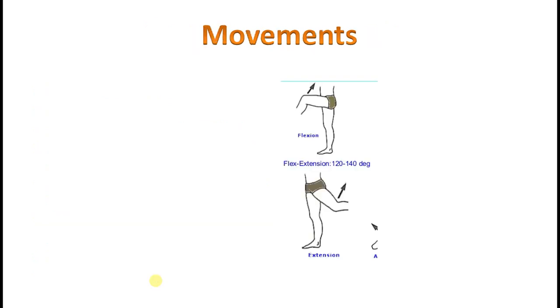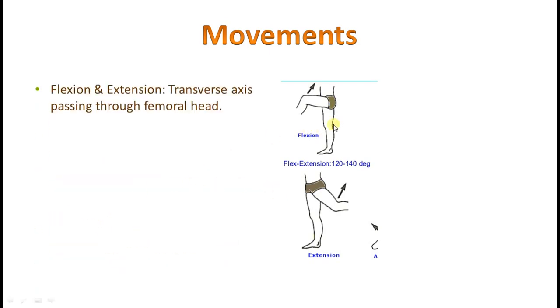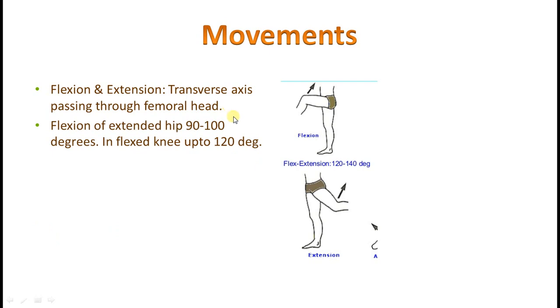So now we come to the movements. First is flexion and extension, which takes place around a transverse axis passing through the femoral head. So the axis of movement for flexion and extension actually passes through the femoral head. With an extended knee, the flexion is around 90 to 100 degrees. But when the knee is flexed, up to 120 degrees you can flex your hip.